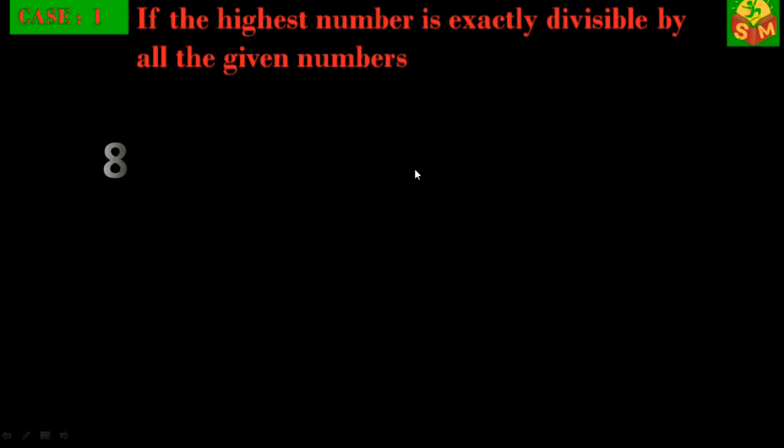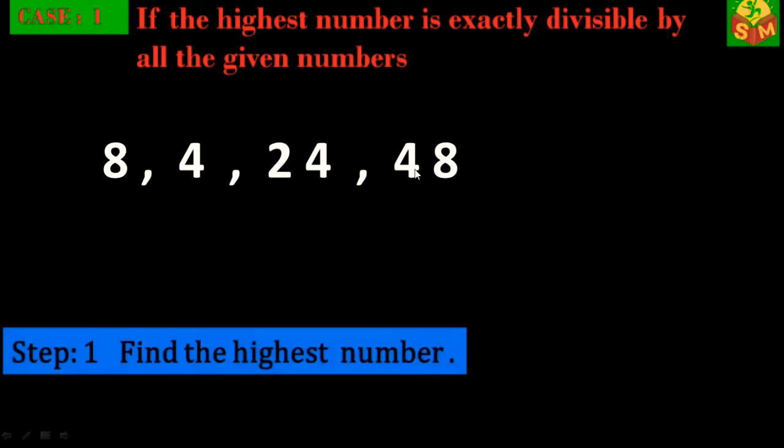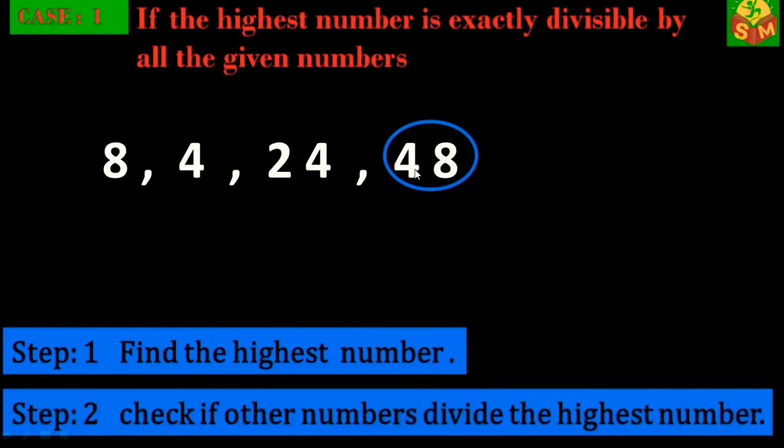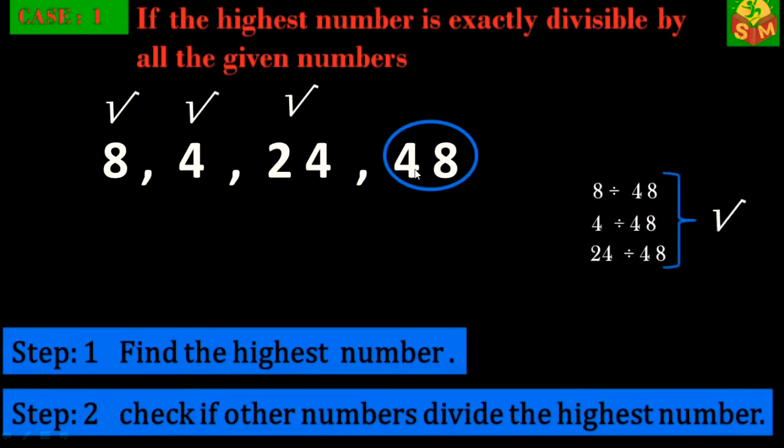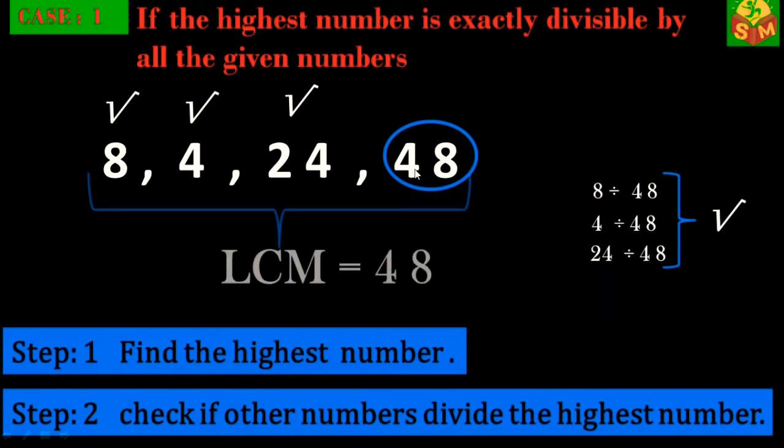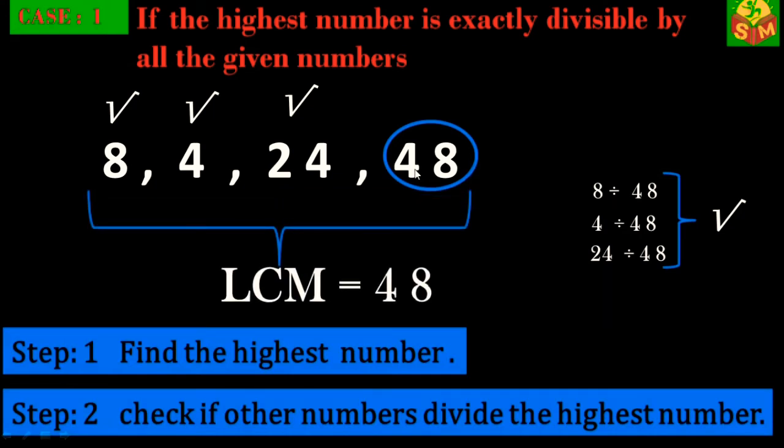Let's say we need to find the LCM of 8, 4, 24, 48. Step 1. Find the highest number of all the given numbers. Here you can see out of 8, 4, 24 and 48, 48 is the highest number. Now step 2. Check if other numbers divide 48. Here you see 8 divides 48, 4 divides 48 and even 24 divides 48. So all these numbers divide the highest number 48. So that's it. The highest number, that is 48, is said to be the LCM of all the given numbers.